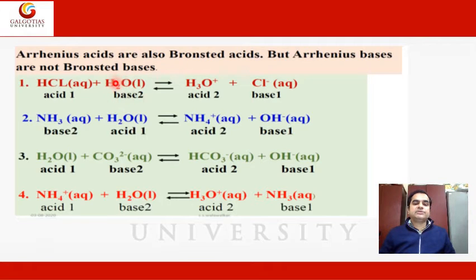According to Bronsted-Lowry, a substance that can accept a proton is called a base. But according to Arrhenius, a substance that gives OH- ions in aqueous solution is a base. So Arrhenius acids can be represented as Bronsted acids, because according to Bronsted, H+ ions are given by an acid, and Arrhenius acids also give H+ ions in solution, so both are the same. That's why we can say Arrhenius acids are Bronsted acids, but Arrhenius bases are not Bronsted bases, as we can see in these reactions.